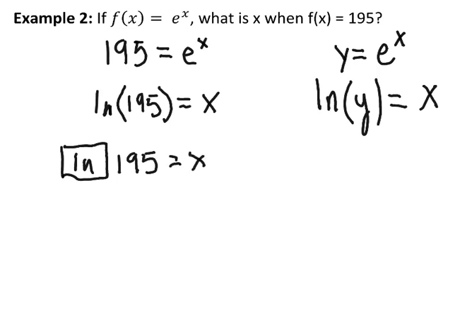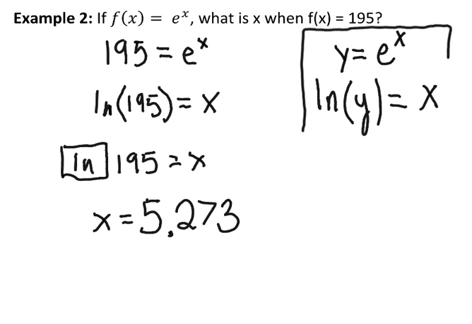So try doing that, make sure your button works for you. Ln of 195 is, for me, 5.273, so x is 5.273. If you got that, you are using your calculator right. So the rule you want to remember here is if y equals e to the x, ln of y is equal to x. You'll spend a lot more time in advanced functions understanding this whole process and working with logarithms, which is the more general case here, where you could have bases other than e and it would still work out. But this is the general rule that you'll need to know for our course.